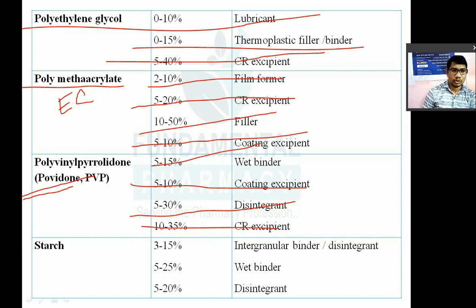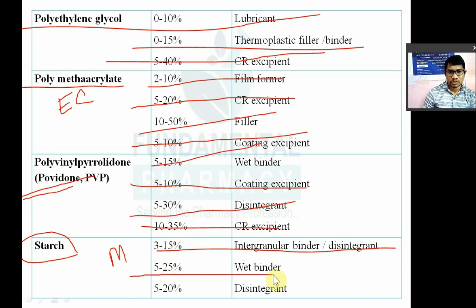Now starch. Starch is also a multi-purpose tablet diluent. At 3 to 15%, it is used as a binder and disintegrant. At 5 to 25%, it is used as a wet binder, and again at 5 to 20% as a disintegrant. So it is a binding agent, a disintegrant, a filler, everything. Starch, microcrystalline cellulose, starch.